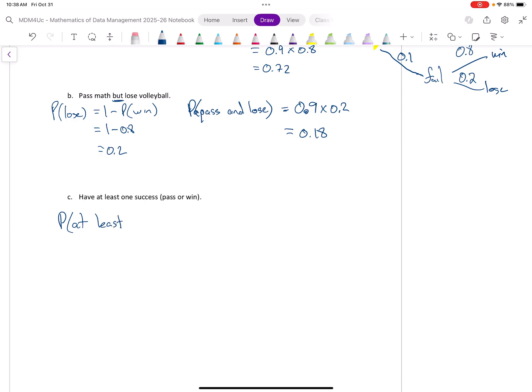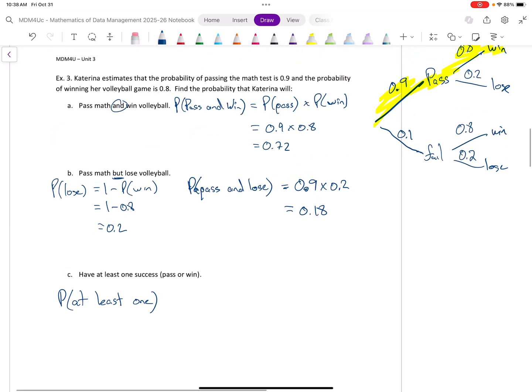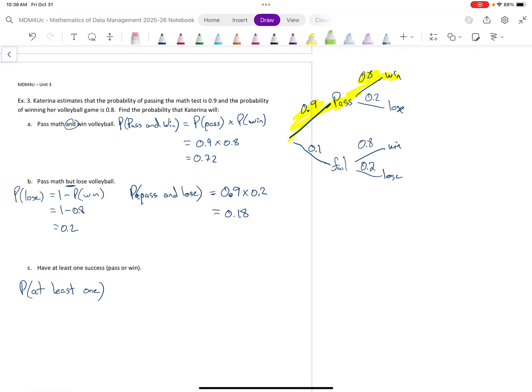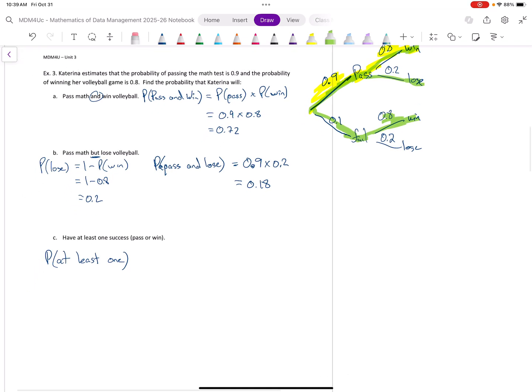because it's at least one, she could just, and I'm going to highlight these, pass and lose, or pass and win. That would be when she has two successes. Or she could technically fail and also win. So there are three situations where this can happen. If you do that, it's totally fine if you take the long way, and I'll show that here in a second. But it's easier to think of the complement.